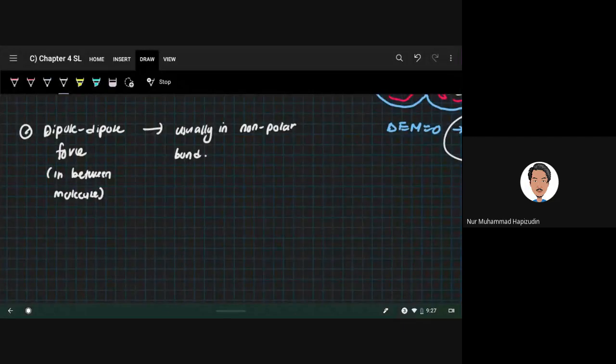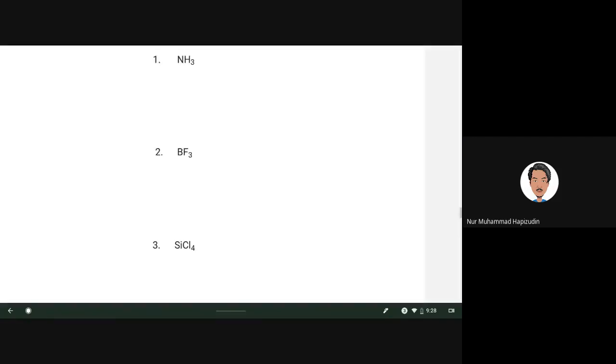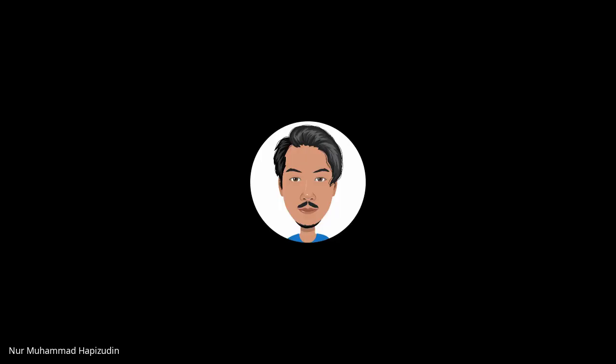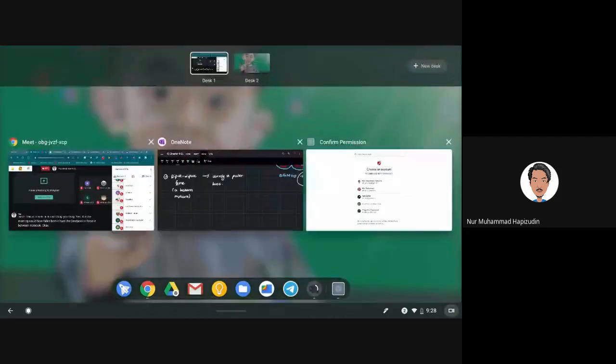Which atom, which molecule undergoes dipole force? Usually if the molecule have non-polar. Macam salah je ayat saya ni. If the molecule have polar bond. Okay, maaf, sorry. If the molecule have polar bond. If in the molecule have polar bond, it have the dipole force in between molecule.